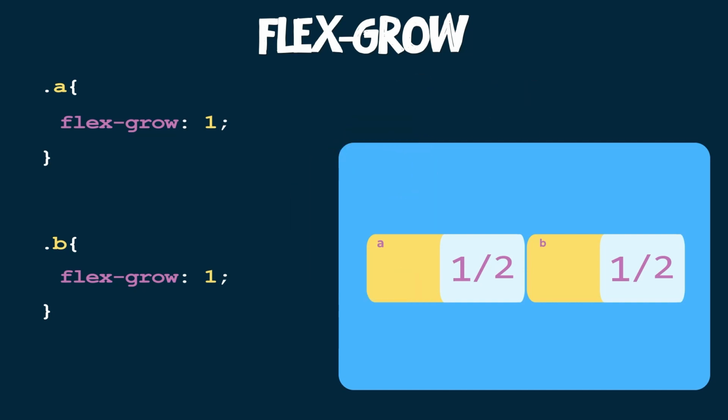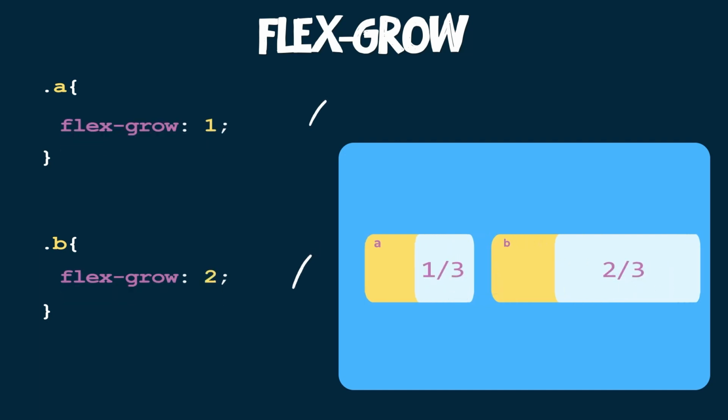Note that I'm using the light blue box to indicate the extra space being given to both children elements. If we had instead given child A a flex grow value of 1 and child B a flex grow value of 2, then child B will always receive twice the extra space than child A if there is any extra space. And it is 1 over 3 and 2 over 3 here, since the total that the flex grow values add to is 3.